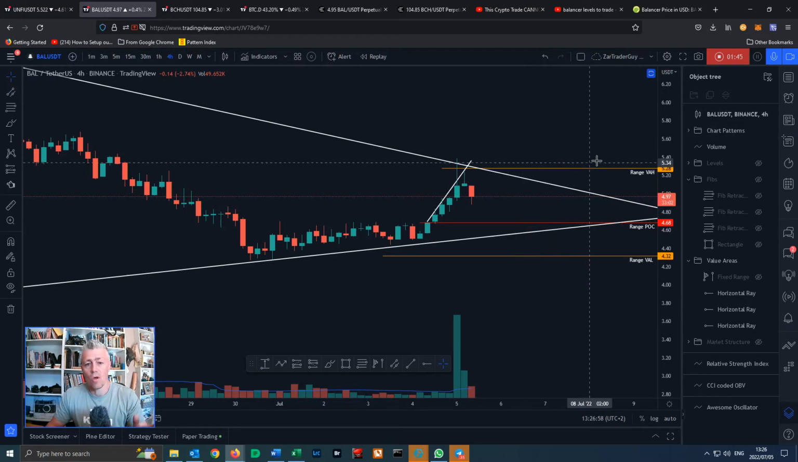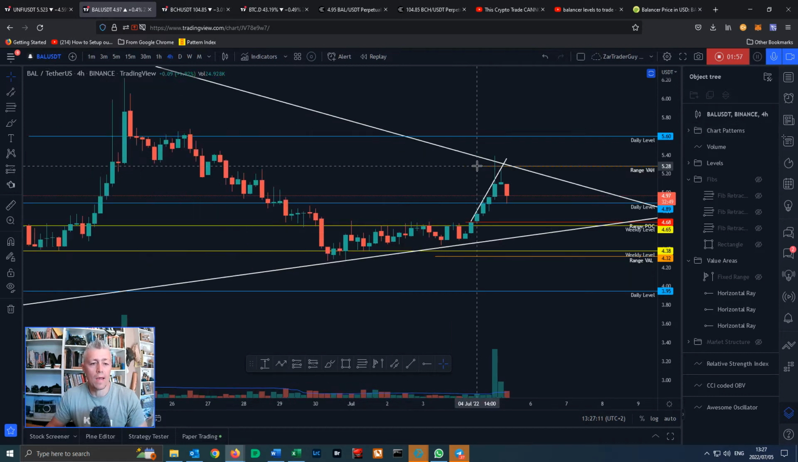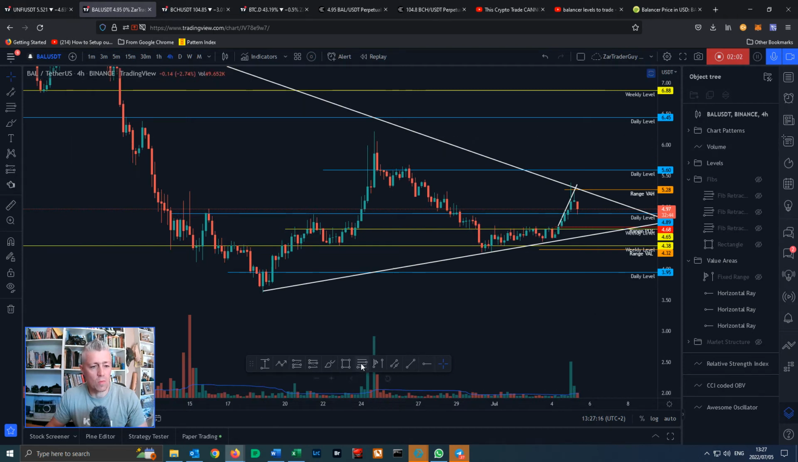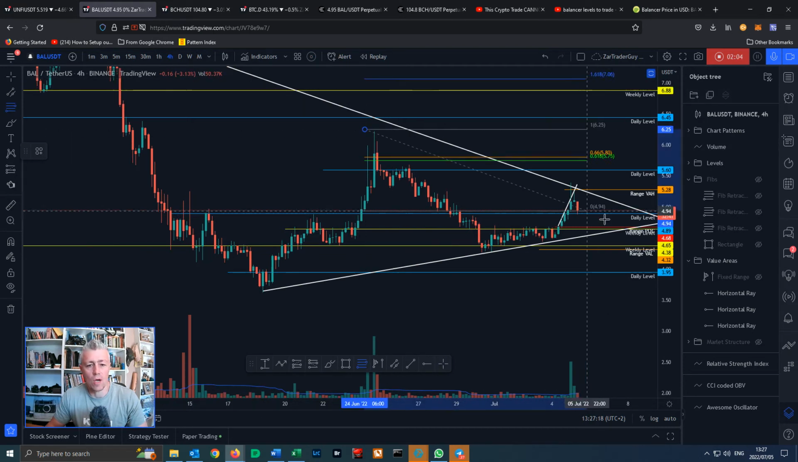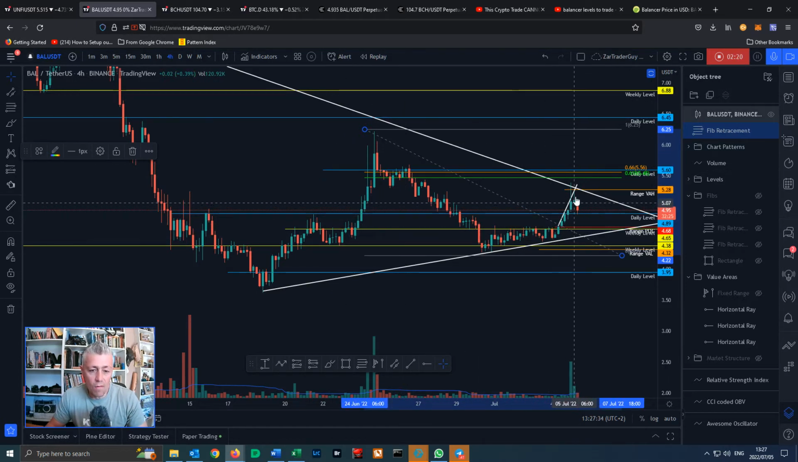So when I saw price coming to this point, I put on my levels and I saw that we were above a daily level and wicked above this range value area high. I also pulled a fib down from the swing high, and you can see we've got a reversal area right in the area of that daily level, of this trend line, and of that second trend line.